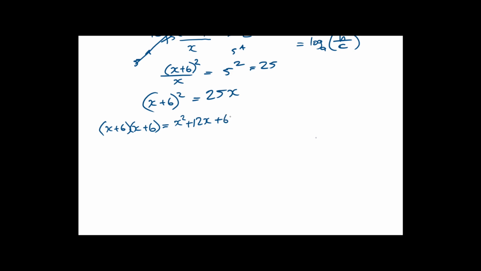6 times 6 is 36 equals 25x. Okay, that's all starting to look good and proper. Let's take the 25x from this side over to this side. So we've got x squared, 12 minus 25 is minus 13x, plus 63 equals 0.